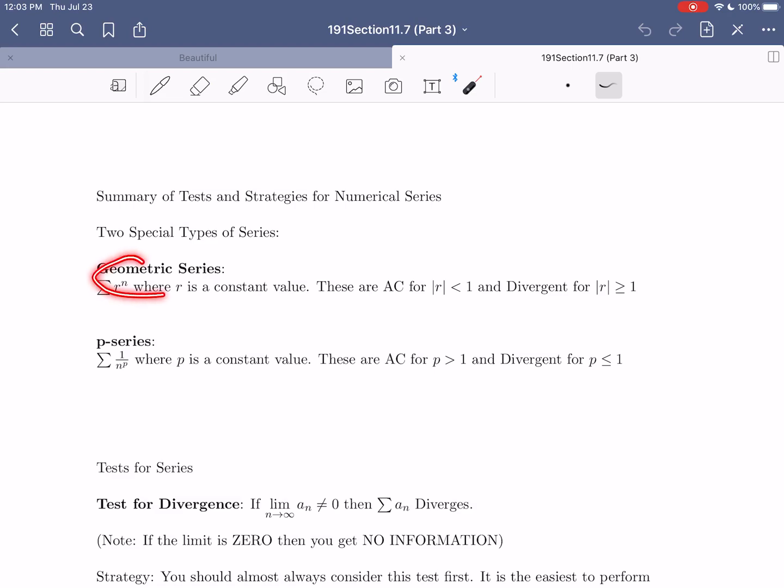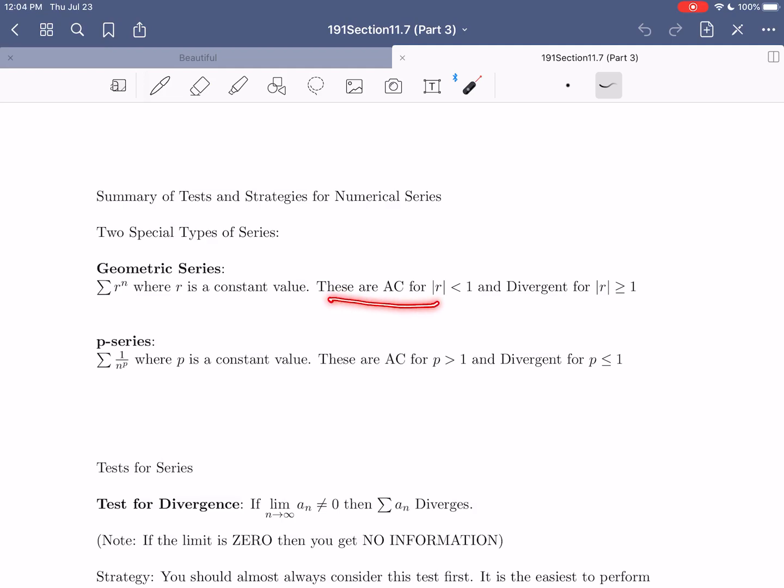We had geometric series, which are the sum of r to the n, where r is a constant value. So these are sums where you have a constant base and the exponent is based on your actual index for your series. And we know exactly when these are convergent or divergent.